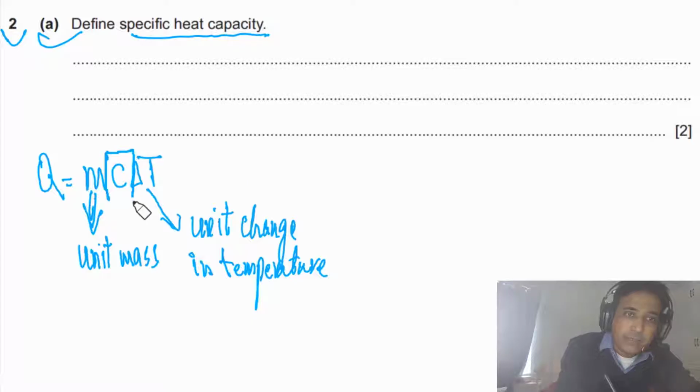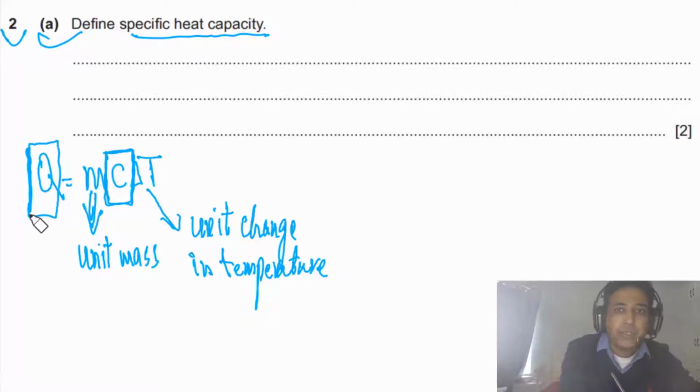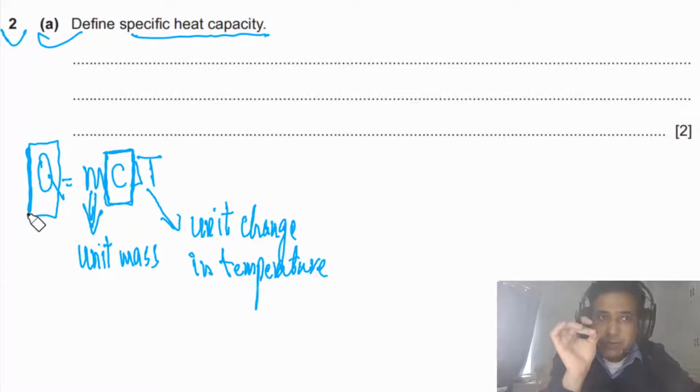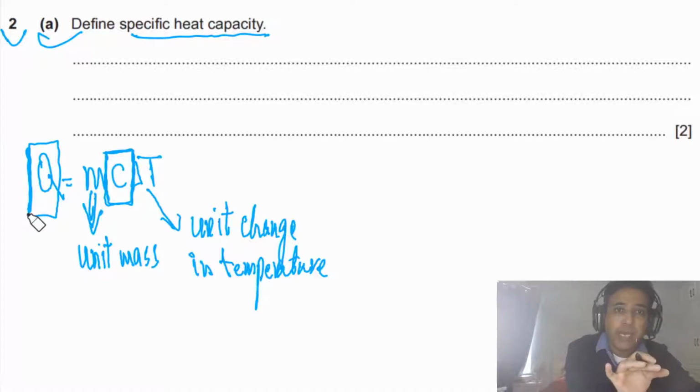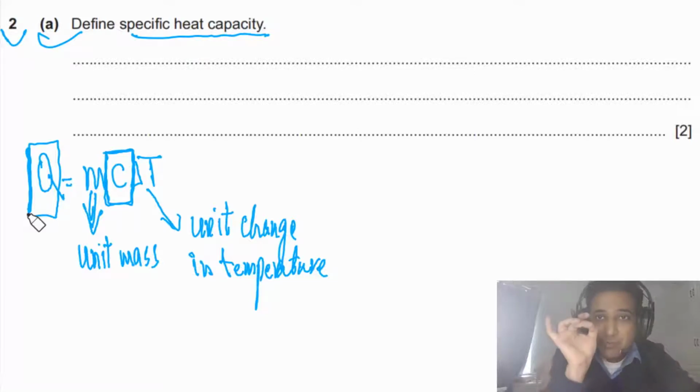then this c is the specific heat capacity. So this specific heat capacity will be equal to the amount of thermal energy needed to raise the temperature of unit mass by unit change in temperature. That amount of thermal energy is the specific heat capacity.